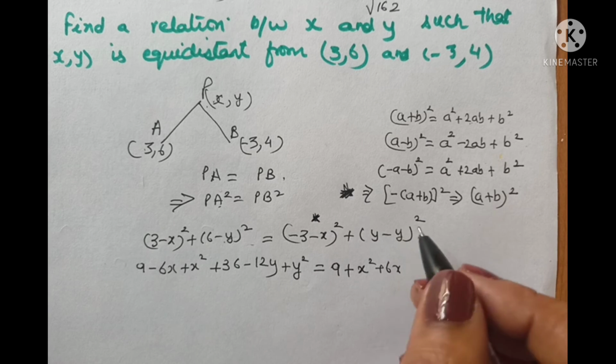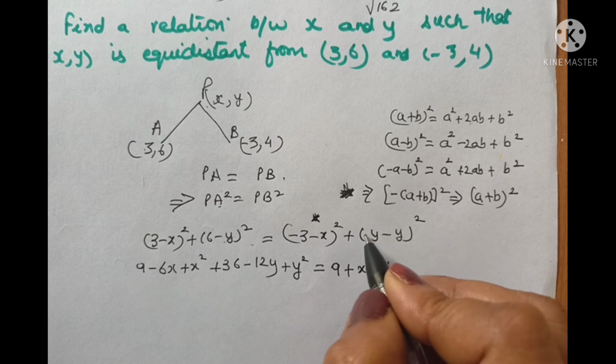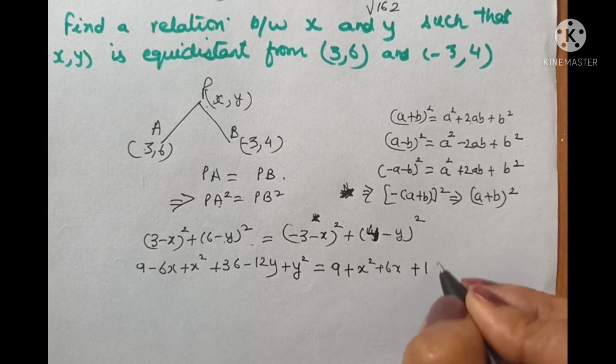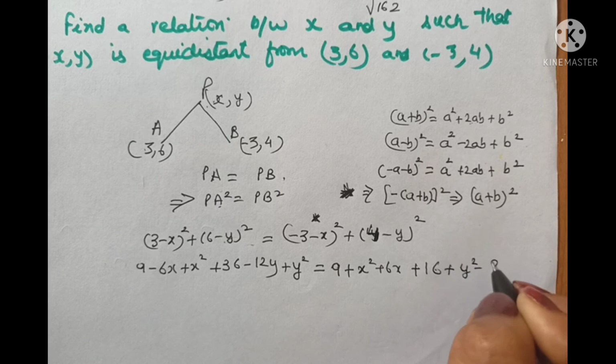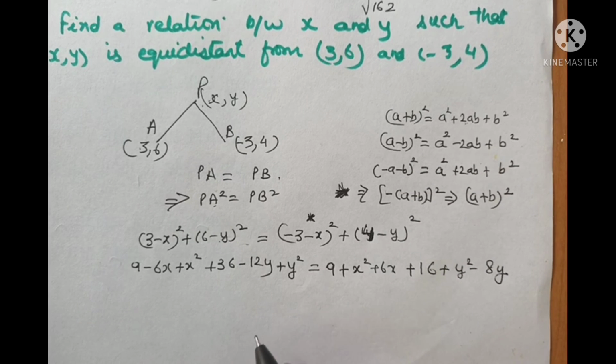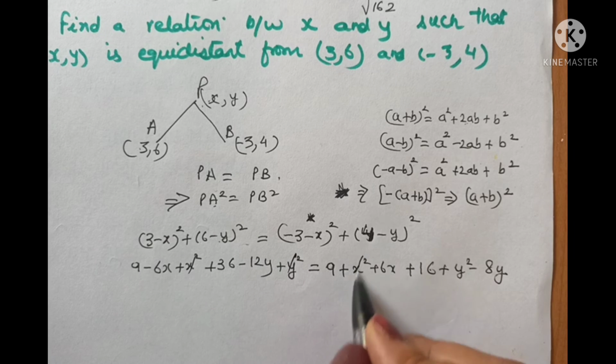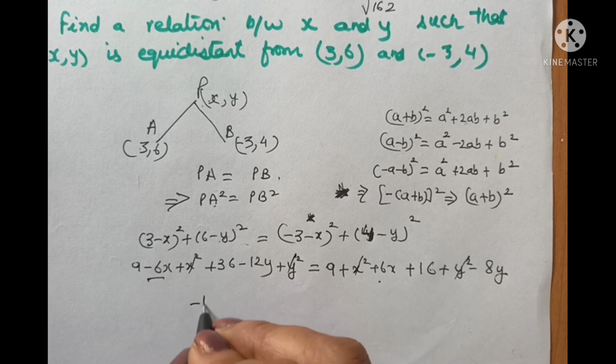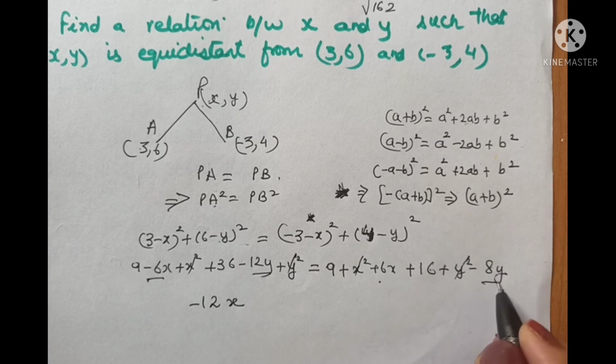And here it is 4 minus y whole square. I had written y minus y, sorry. So this gives you 16 plus y square minus 8y. Now let us solve it out. X square and y square both get cancelled. I have minus 6x and this 6x on going to the left hand side becomes minus, that is minus 12x. Minus 12y plus 8y is minus 4y.